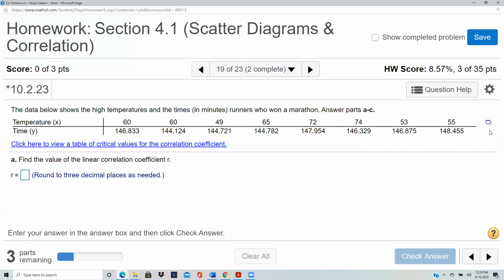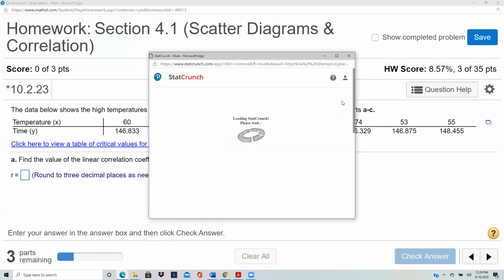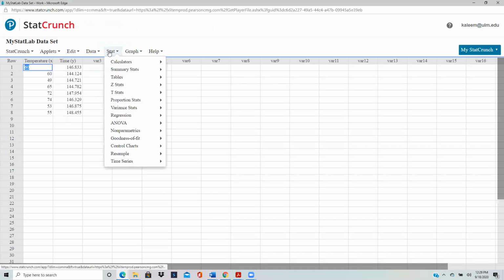So one way to do it on StatCrunch is that you open the data in StatCrunch and you do Stat, Summary Stats, and Correlation. Okay, that's one way to do it. Another way, which I was looking for over here, is Stat, Regression, and Simple Linear. So you can do both ways.